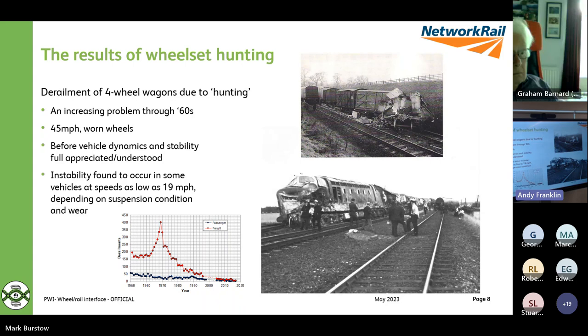One of the wagons near the back of the train derailed due to instability. When they did tests on it afterwards, they actually found that hunting started at 19 miles an hour on that wagon. So it was a very unstable wagon. So one of the wagons at the rear derailed. The driver at the front had absolutely no idea what was going on, so he just carried on.